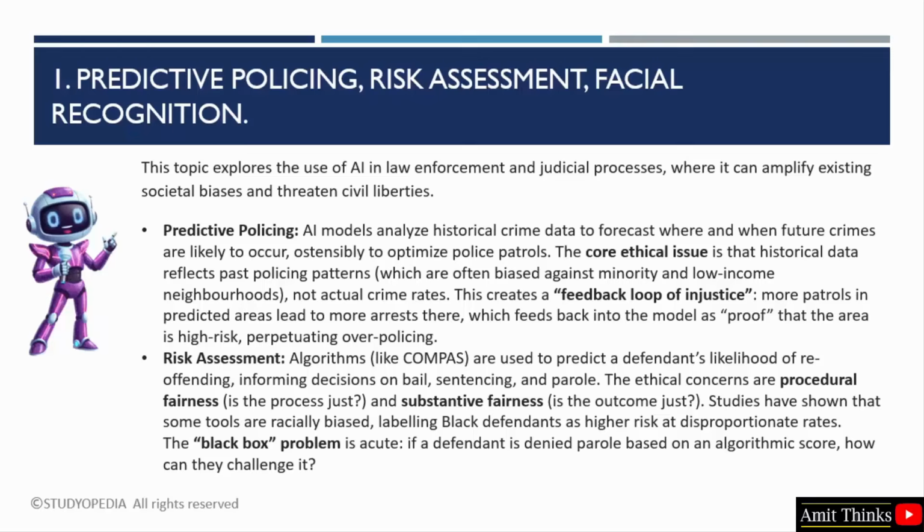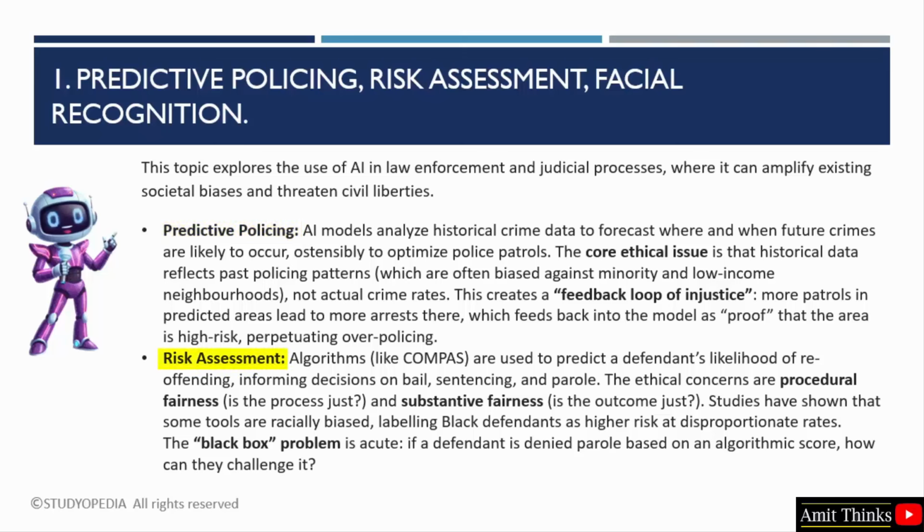This section examines how AI is used in law enforcement and justice, often reinforcing bias and threatening civil rights. Beginning with predictive policing, AI analyzes past crime data to forecast future hotspots, guiding patrols, but this data reflects biased policing, not actual crime, leading to a cycle. More patrols means more arrests, and that would eventually mean more proof of risk. This feedback loop deepens over-policing in marginalized areas.